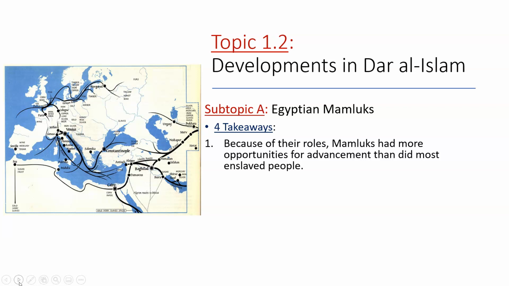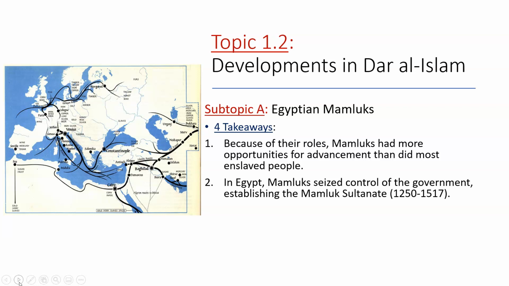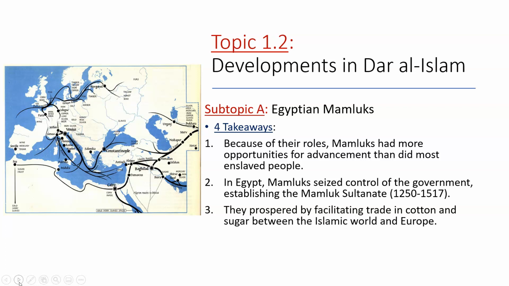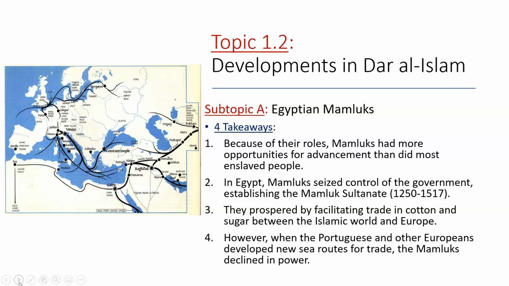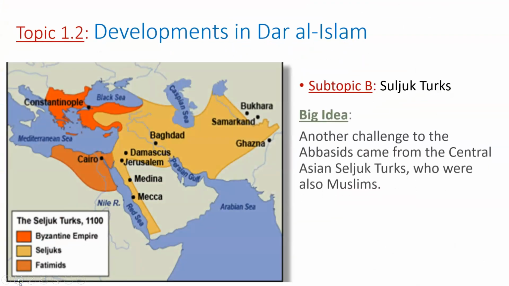Okay, I got 4 takeaways for you. Because of their roles, Mamluks had more opportunities for advancement than did most enslaved people. Usually slavery and upward mobility didn't really go hand in hand. In Egypt, Mamluks seized control of the government, establishing the Mamluk Sultanate from 1250 to 1517. They prospered by facilitating trade in cotton and sugar between the Islamic world and Europe. Trade, money talks. However, when the Portuguese and other Europeans developed new sea routes for trade, the Mamluks declined in power. We'll be talking a lot more about the Portuguese too.